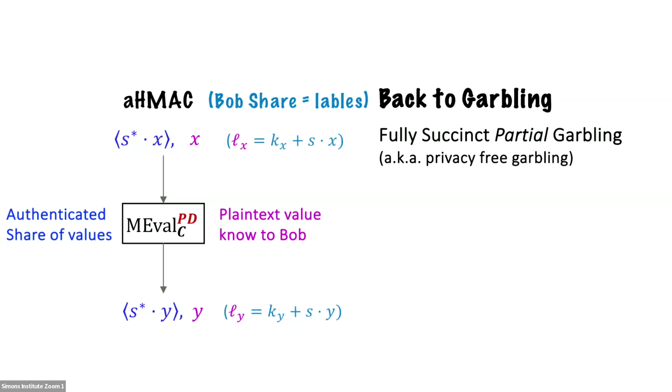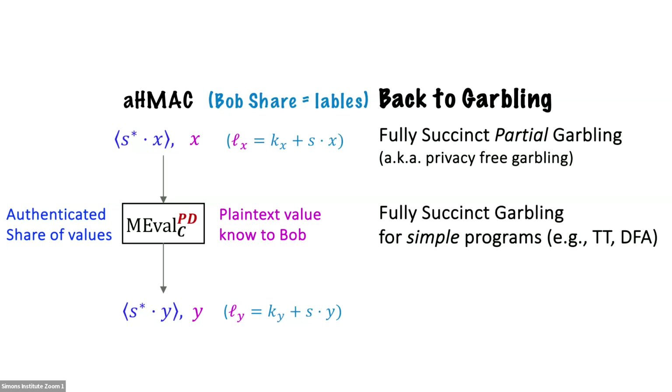So back to garbling. How can I use this tool in garbling? We can actually use it in 3 different ways. It can give me fully succinct partial garbling without privacy guarantee, very basically in 1 step. We can also get fully succinct garbling for some simple programs. And finally, we can get partially succinct garbling for all circuits by sending 1 bit per gate.